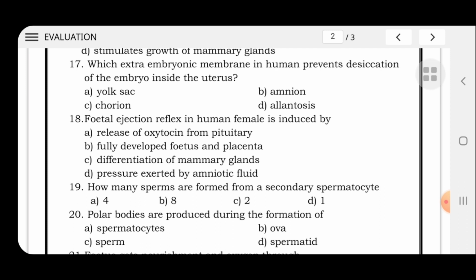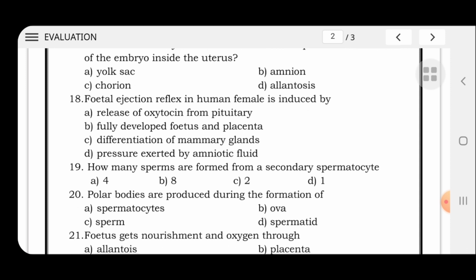The third one is differentiation of mammary gland. That is not correct. Pressure exerted by the amniotic fluid. That is also not correct. In some cases the fluid contents may go down. And the second one is fully developed fetus and placenta. Yes, the fully developed fetus creates some stimuli. Those stimuli create the fetal ejection reflex.